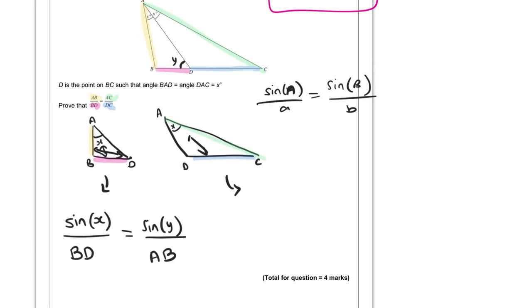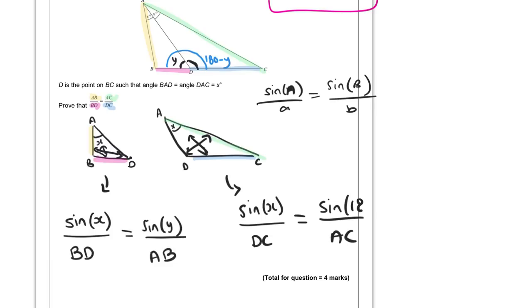Opposite, what do I have? I have sine of X over DC equals AC. Now, this is this angle here. I could use a different letter, call this Z, but actually, guess what we've just spotted? That this is on a straight line. So this essentially is going to be 180 minus Y. So this is sine of 180 minus Y.